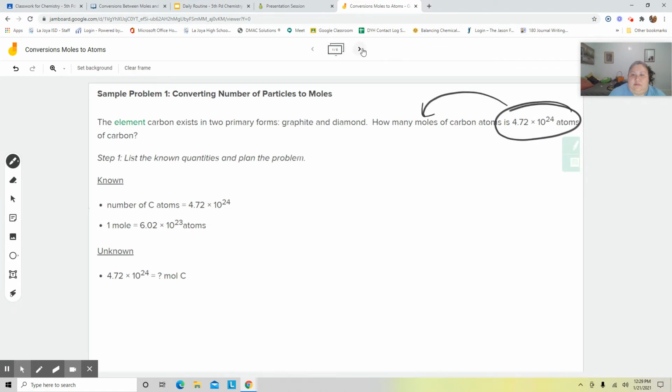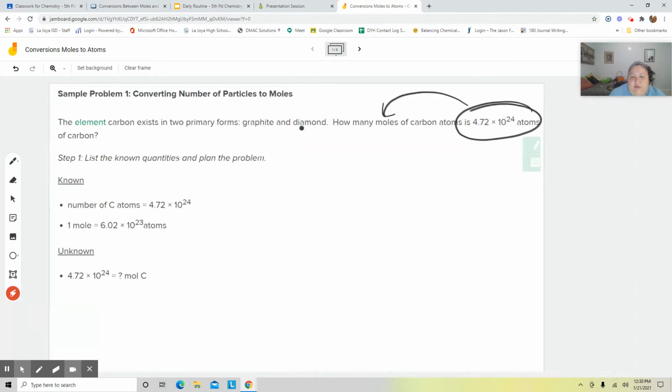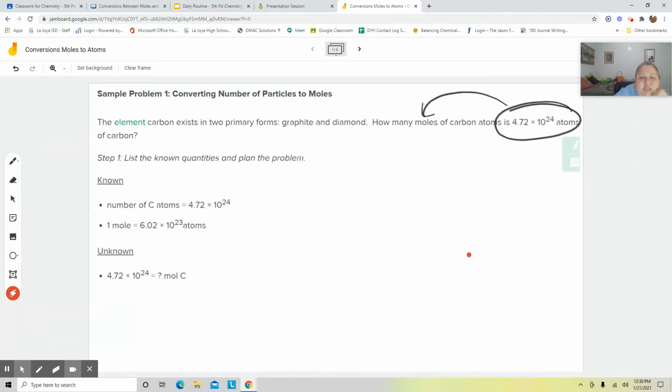You're given atoms and you're going to moles. You're here. This is where you're starting with atoms. You need to go to moles. Which curve? Top or bottom? This is your starting point. Divide. Yes, ma'am. You're going to take the top curve, and the top curve says you're going to divide your given atoms by Avogadro's number. Very good.